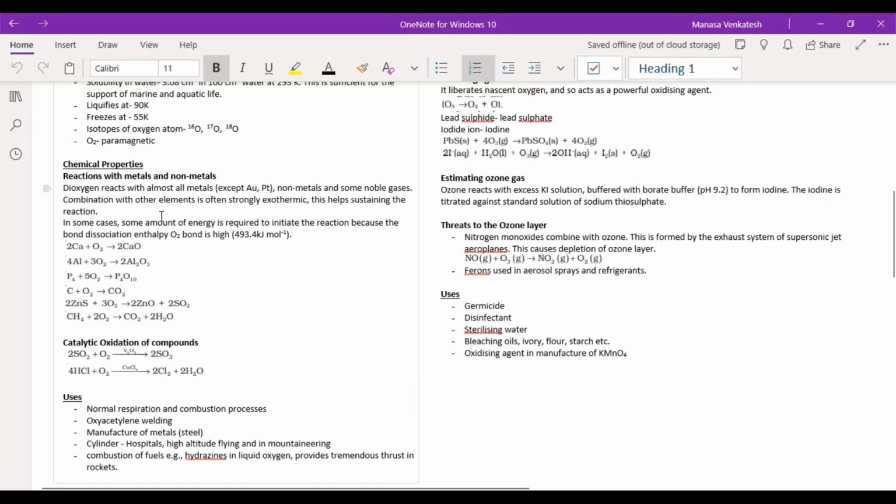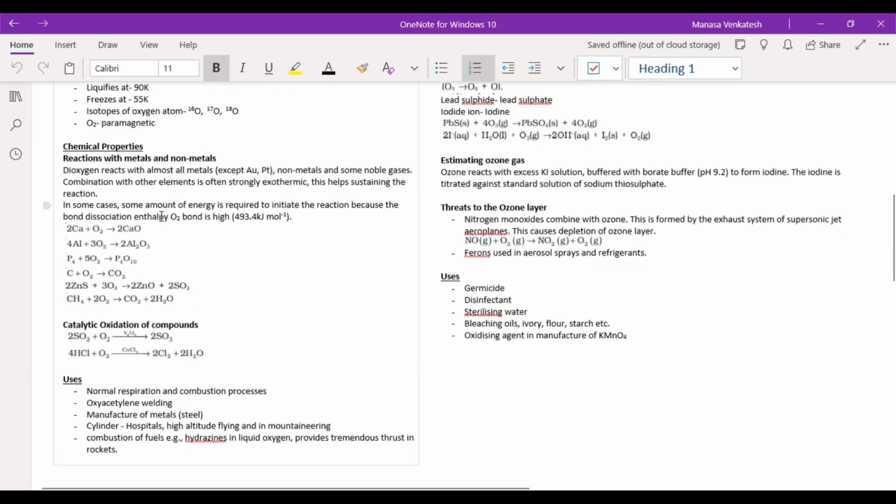Fun fact, rusting of iron is itself an exothermic reaction. If it were taking place in a moment, it would be extremely exothermic and the amount of energy released would be very high. The only reason you don't feel the heat is because it's a very slow process. But in some cases, it requires some amount of energy.